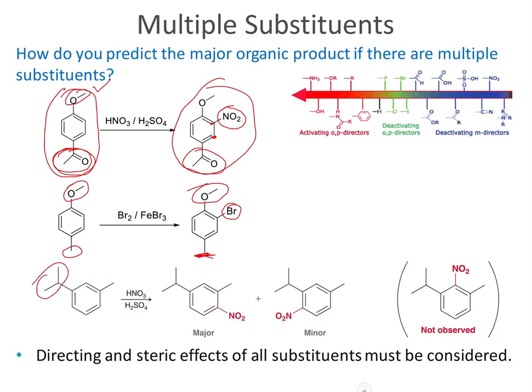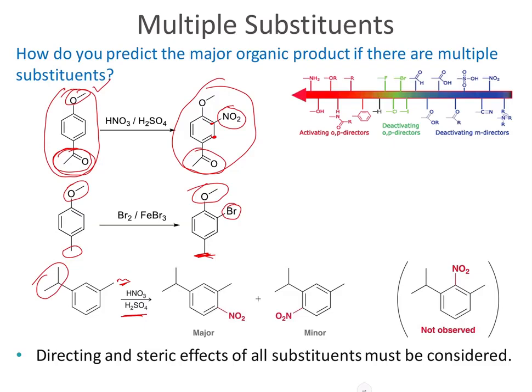What about if we have the isopropyl group and the methyl group? Okay, so what's going to happen? Let us see what happens. And we do have them kind of, one of them is in the meta position of the other. So let us see what they are going to do in the process of nitration. Where is the nitro group going to be installed?